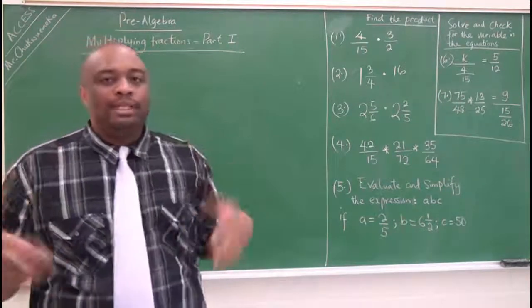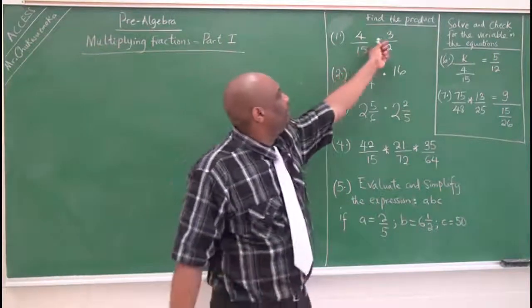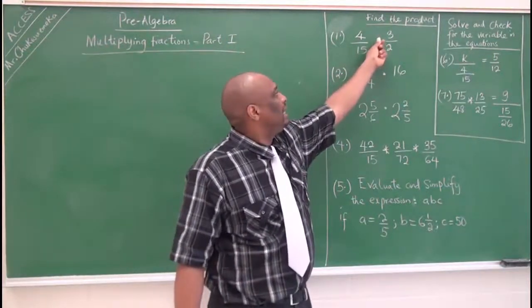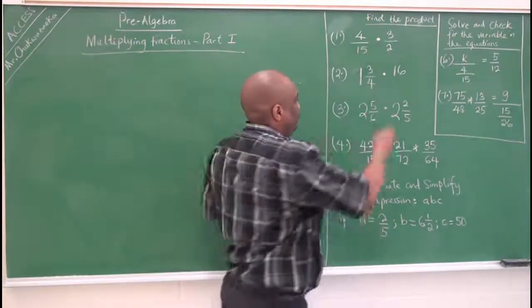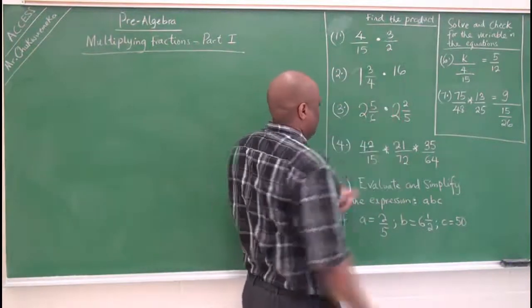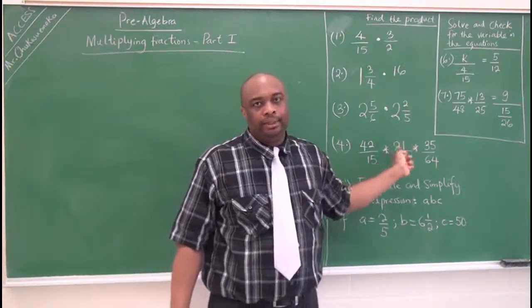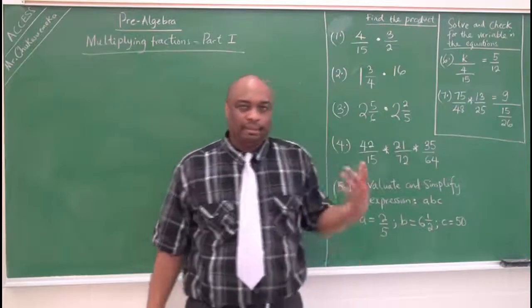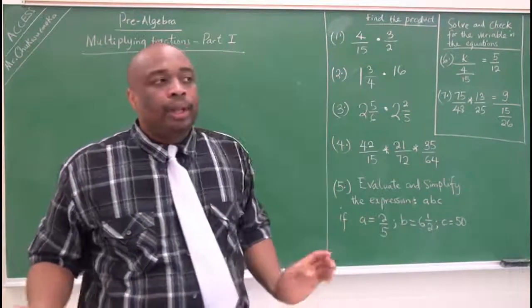Find the product. That means we should multiply. Multiplication can be shown as a dot product, like this. You can also see it as this asterisk. That means multiplication.